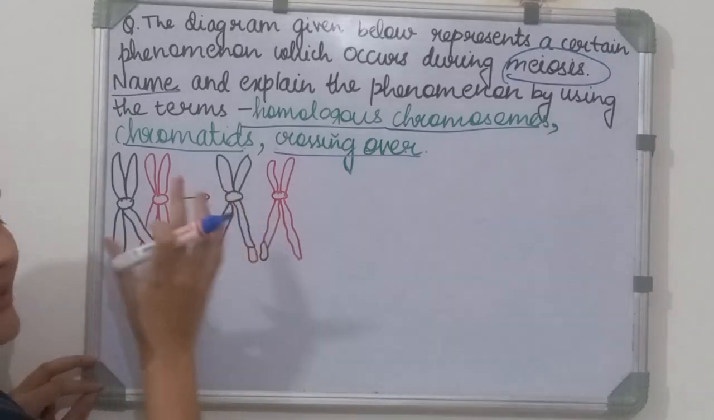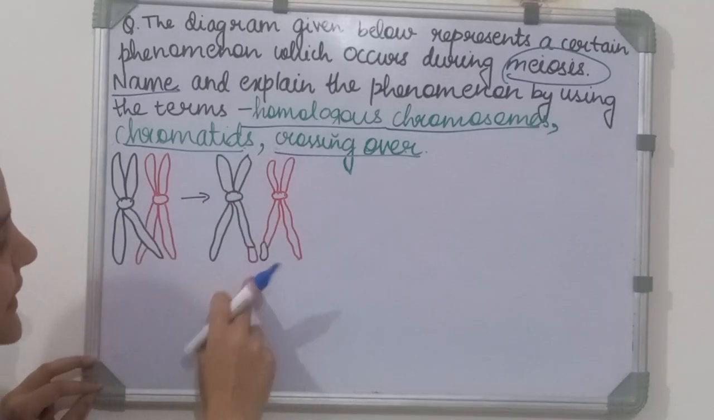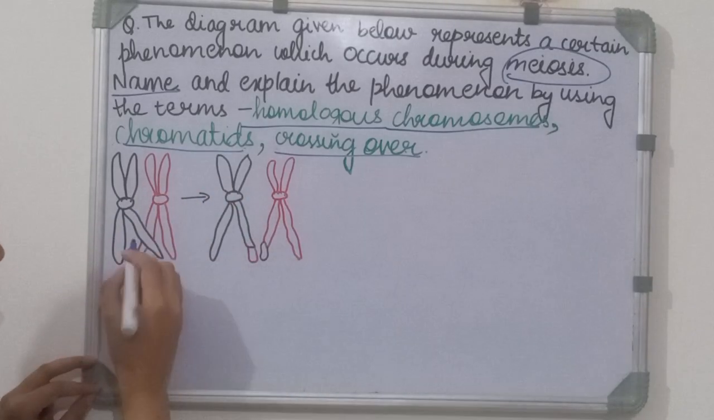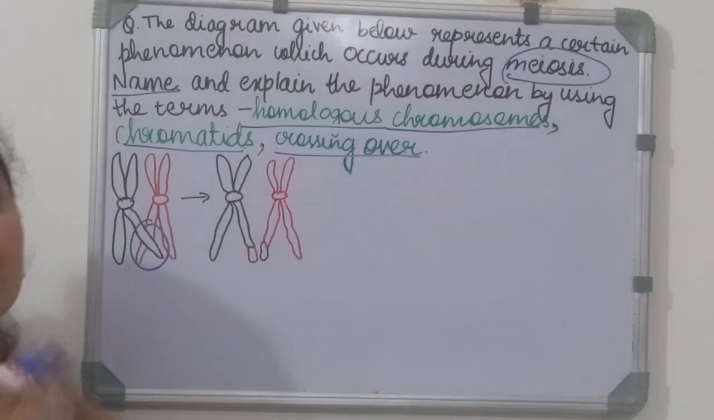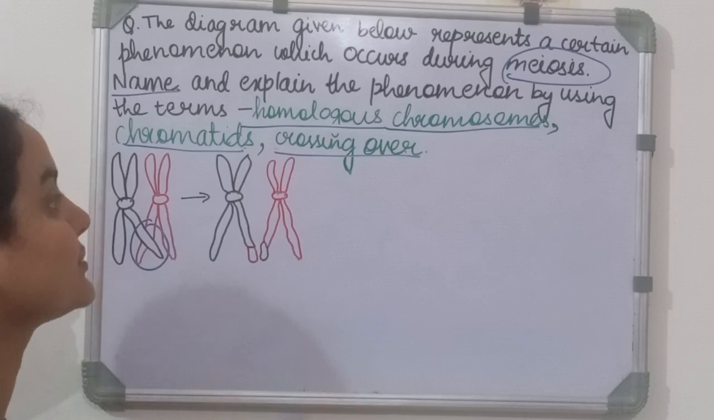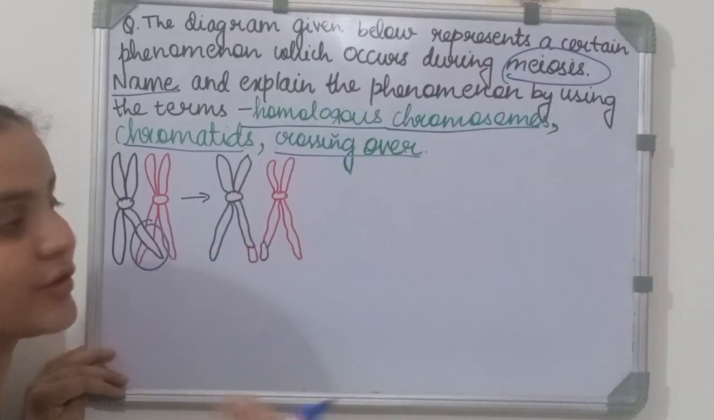So we can see in this that their genetic material is being exchanged. Okay, here. So this process is known as crossing over. So the phenomena here is crossing over.